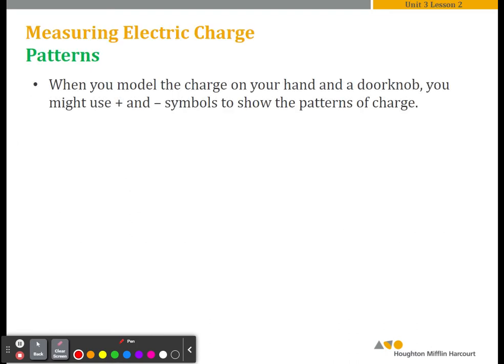When you model the charge on your hand and a doorknob, you might use positive and negative symbols to show the patterns of charge. You treat positive and negative charge equally. Okay, so negative is not less than positive. Positive and negative are just names given to show the different types of charges, and they were named by Benjamin Franklin hundreds of years ago. And they do add together, like a positive and a negative charge will add up to zero, but a negative charge is not less than a positive charge in any way.